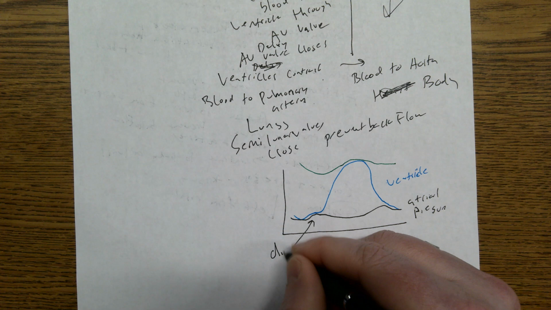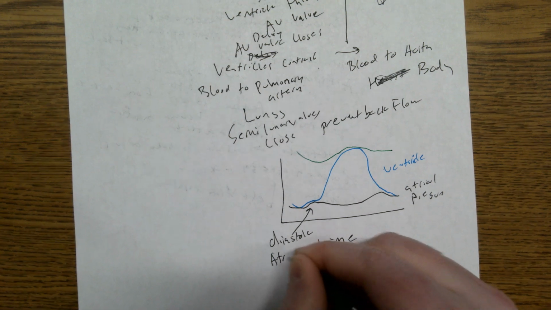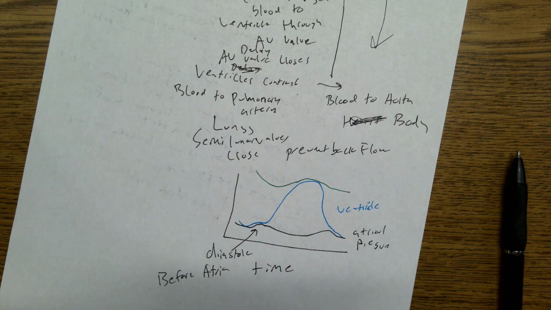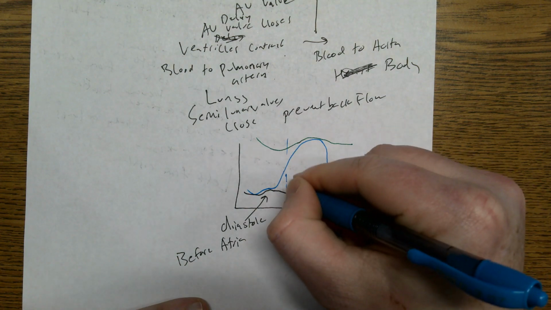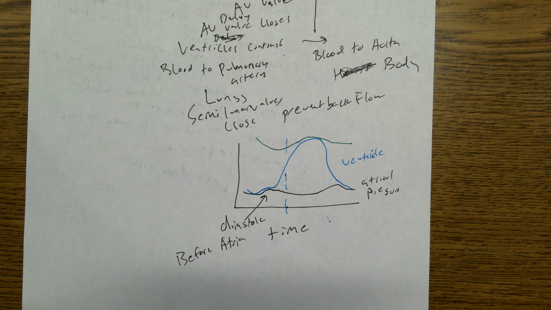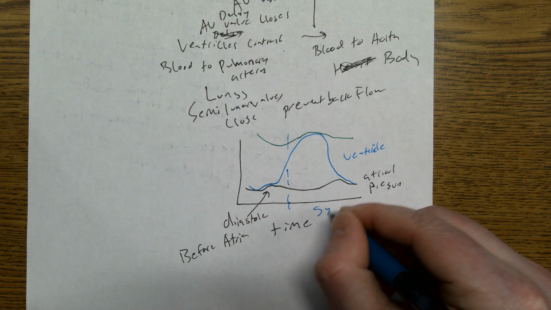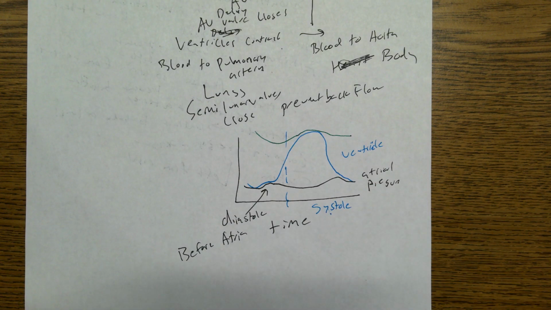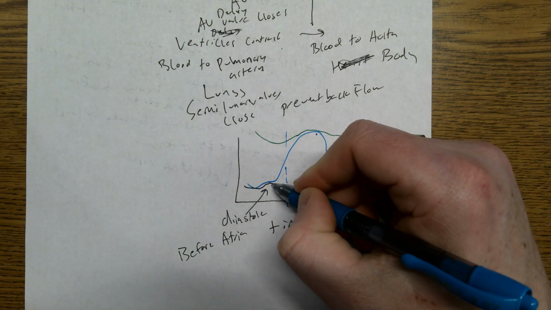So this right here is diastole. Diastole is like before the atria contract, when the blood is filling the heart. And then systole is when the ventricles are contracting. They're two different phases. You spell it S-Y-S-T-O-L.